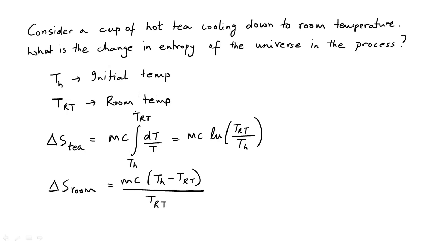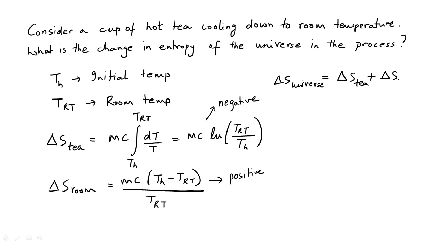The net change in entropy of this process, or the change in entropy of the universe, is the sum of this negative quantity and this positive quantity, and that delta S of the process or of the universe is equal to delta S_tea plus delta S_room, which should be greater than 0. Let us check this by taking some reasonable temperatures.